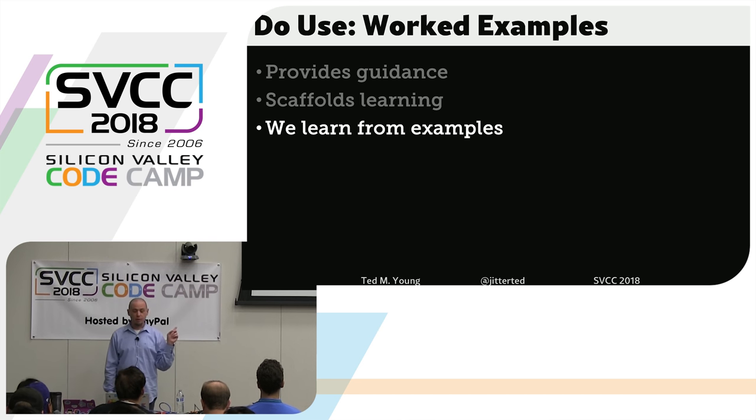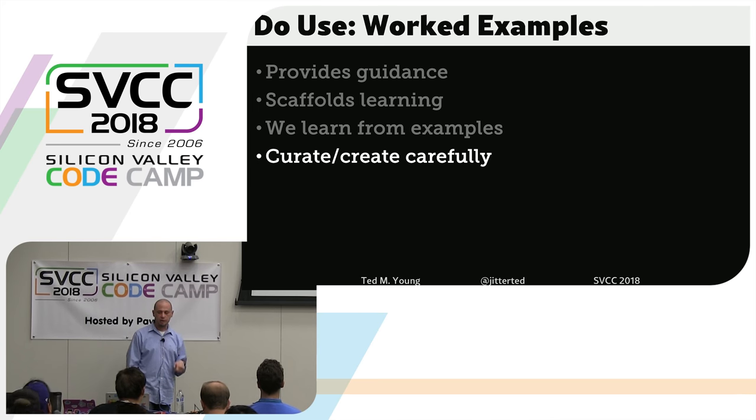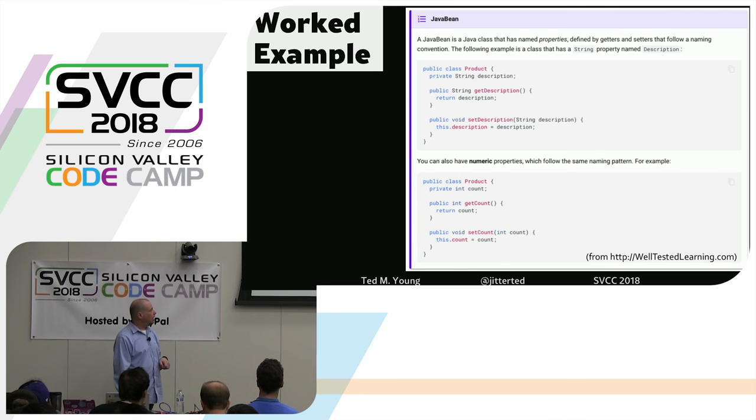And in case I haven't mentioned, we learn well from examples. So make sure you create them carefully. Make sure if you're using them from elsewhere that you curate them carefully. So here's a worked example. This is from a class I teach on Java. And here I'm describing and giving them a couple of examples on how to create a Java bean. If you've been programming in Java for any non-trivial amount of time, you might say, ugh, this is trivial, child's play. Yes, for you, but for someone new to it, every single line of code here is completely new.